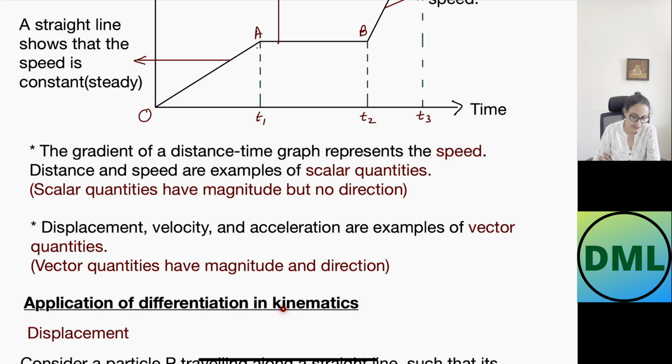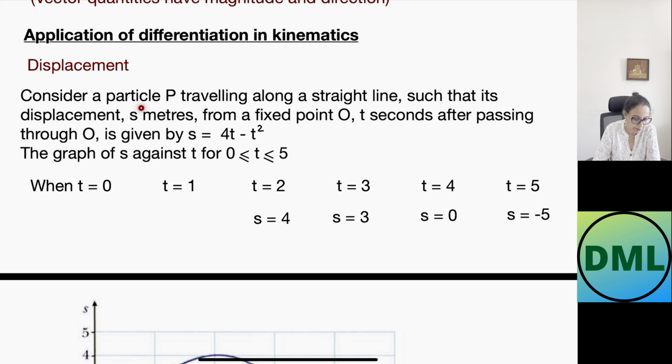Application of differentiation in kinematics. In this video, we are understanding displacement. Consider a particle P traveling along a straight line such that its displacement s meters from a fixed point O, t seconds after passing through O, is given by s is equal to 4t minus t square. The graph of s against t, we have to plot it for t greater than 0, less than or equal to 5. I need to plot this graph here.